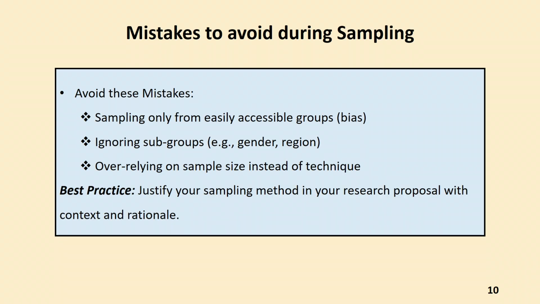Some mistakes to avoid during sampling, which generally happen. So look into this aspect. First is sampling only from easily accessible groups. When you are going to do sampling only from those kinds of groups which are easily available to you, it makes no sense in research, because it will be highly biased.